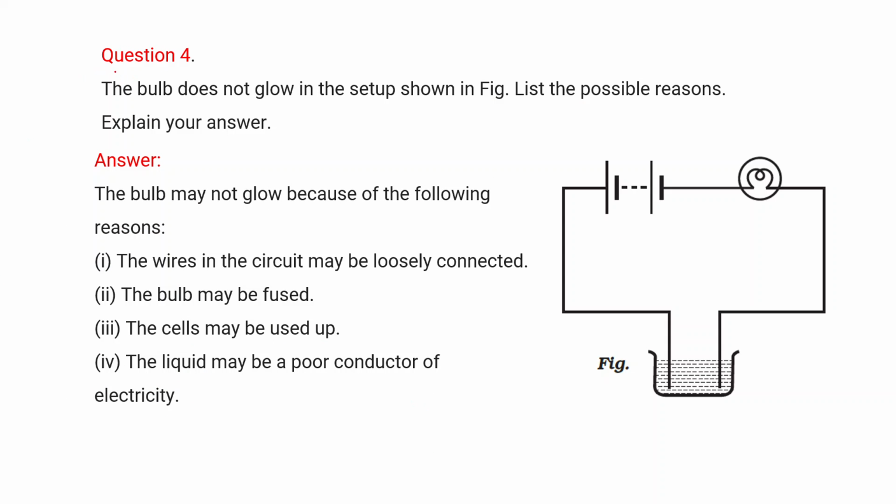Next question 4. The bulb does not glow in the setup shown in this figure. List the possible reasons and explain your answer. The bulb may not glow because of the following reasons. The wires in the circuit may be loosely connected. The bulb may be fused. The cells may be used up. Or the liquid may be a poor conductor of electricity.